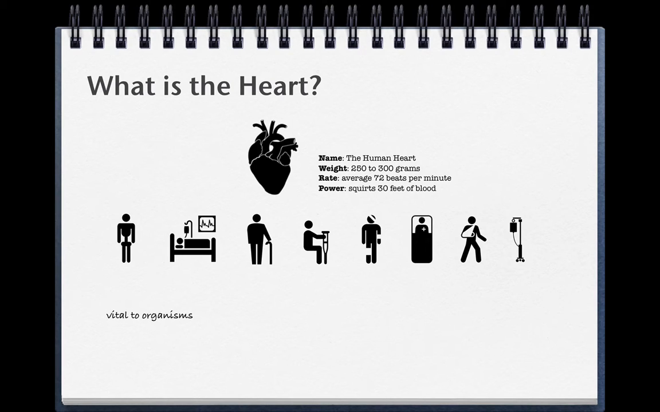We know that heart is really important, and there are two things that the heart is responsible for. Number one, it is key to blood circulation, and number two, the heart provides oxygen throughout the body.